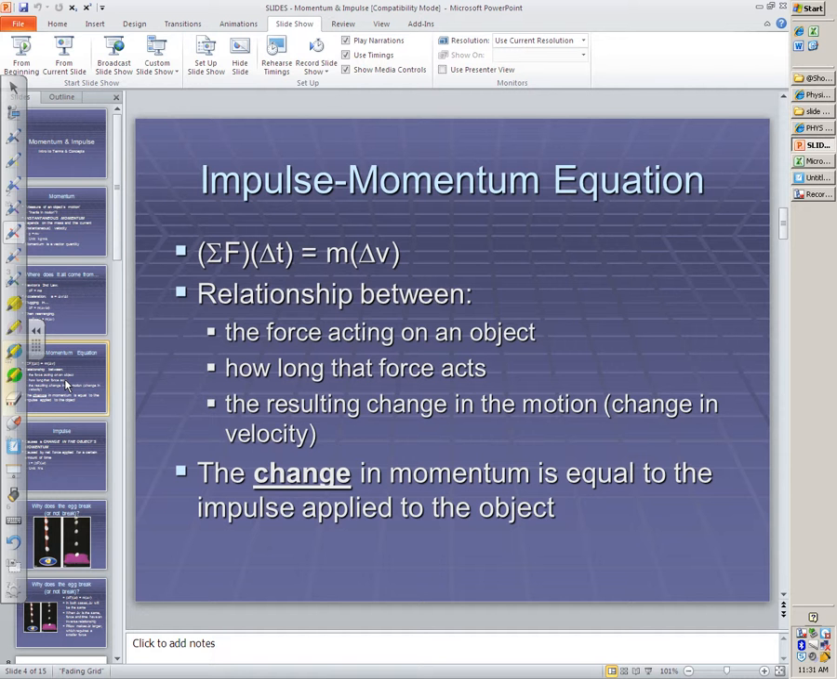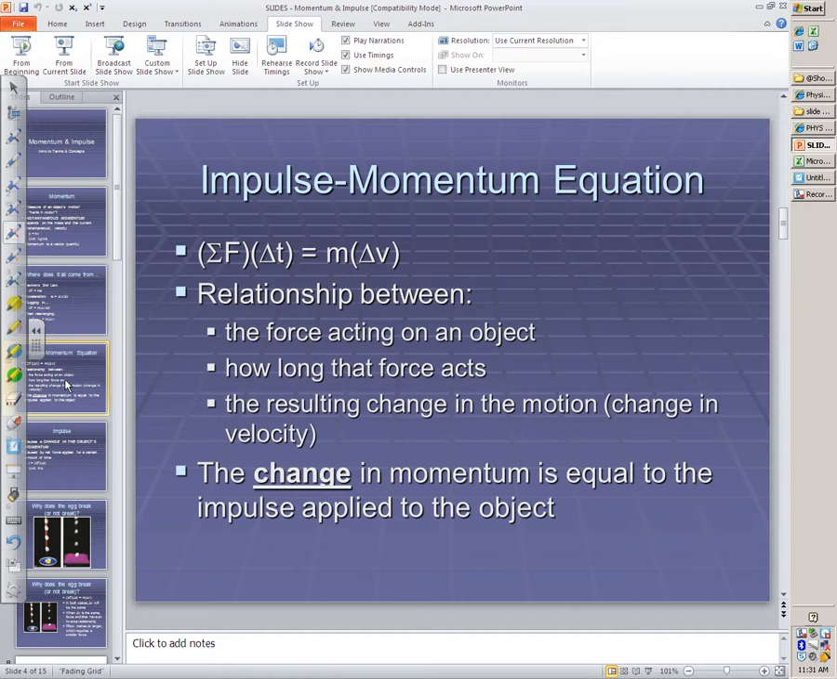So, in all three cases, what happened? Eventually, what happens to that object? It stops, right? In the case of the rubber band and the slinky, it stops and then it comes back up, but it still has to stop first. So, if we look at this equation, the impulse-momentum equation that we just talked about.